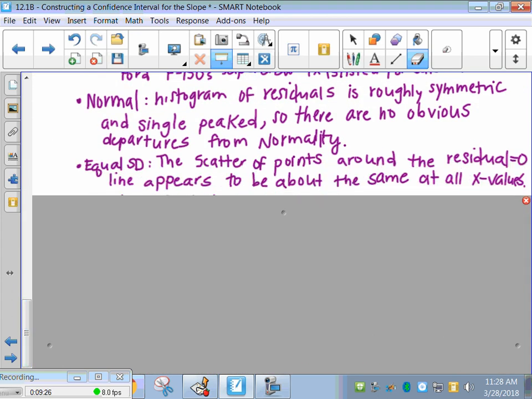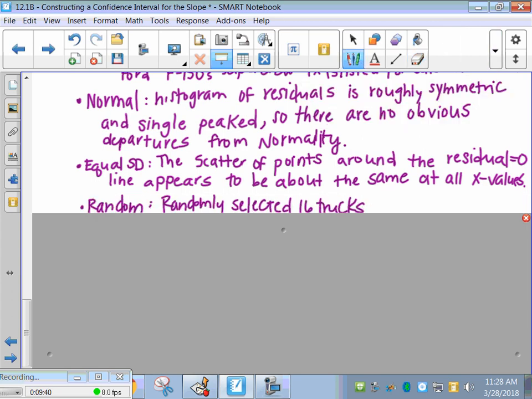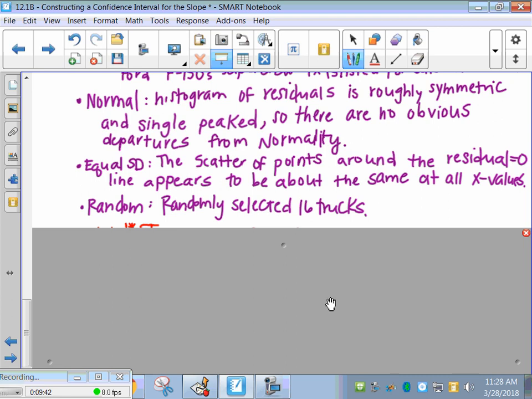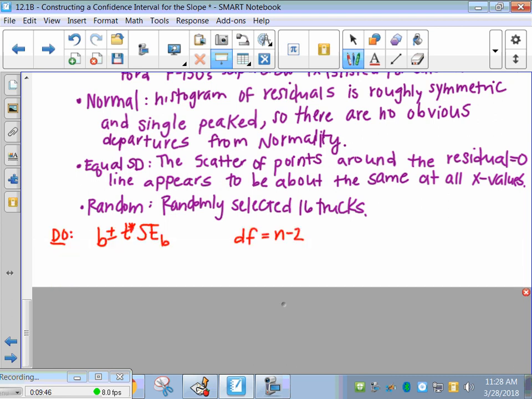And you may want to write this down for how they say this. So the scatter plot of points around the residual equals 0 line appears to be about the same at all x values. Okay, and then random, we have randomly selected 16 trucks, so we're good to go. All right, so now we're going to actually do the confidence interval.